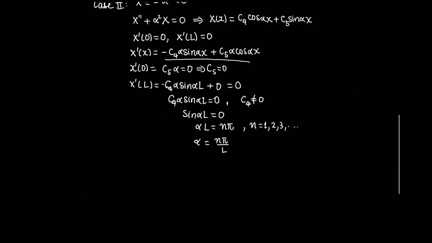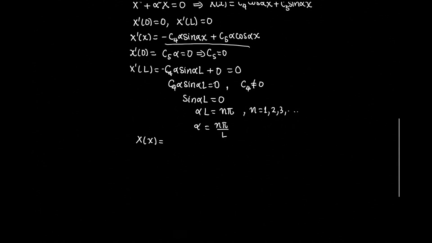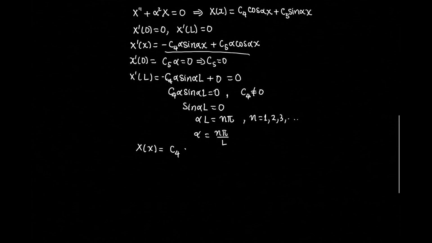Then the solution x equal to C4 cos n pi, which is alpha times x, n equal to 1, n equal to 2, n equal to 3, and so on.